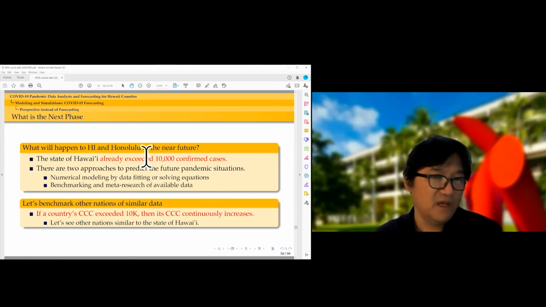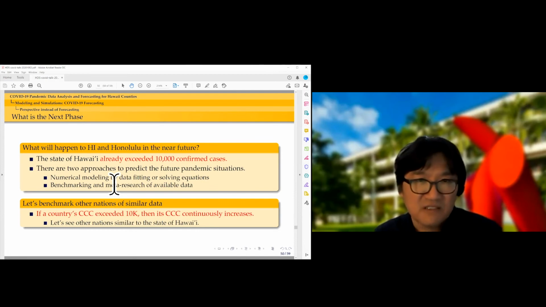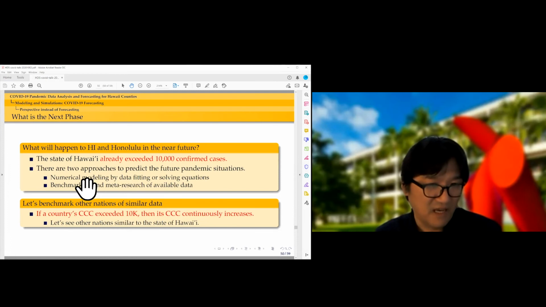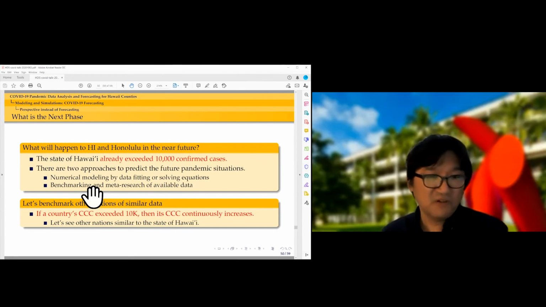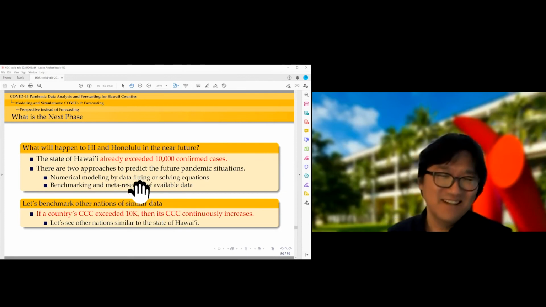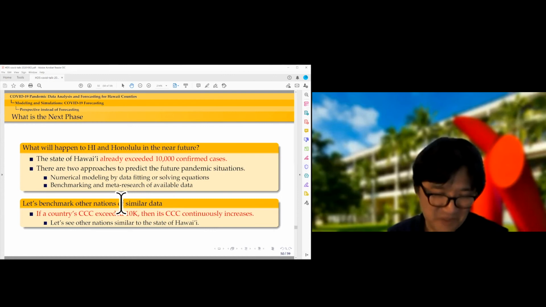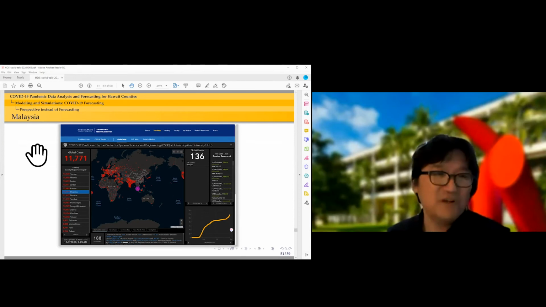That is the time that we try to use one of two methods. One is numerical modeling or standard forecasting. No matter what you use, linear regression or deep learning, this is the category we are falling into. The second is benchmarking to other nations. Let's look at what other nations are doing, and whether we can get any useful information or implication that we could take. Well, that would be kind of zero-cost meta research. In the 21st century, meta research becomes more and more important. So let's look at similar places.